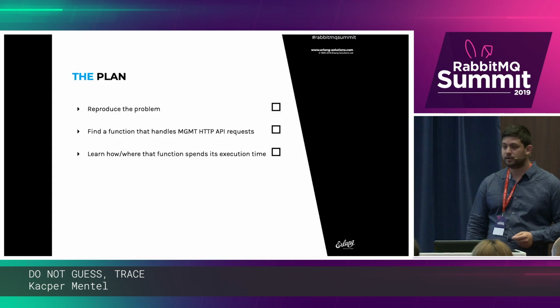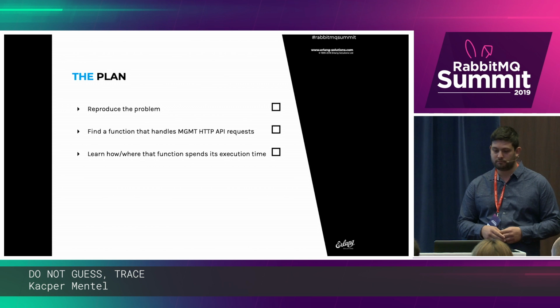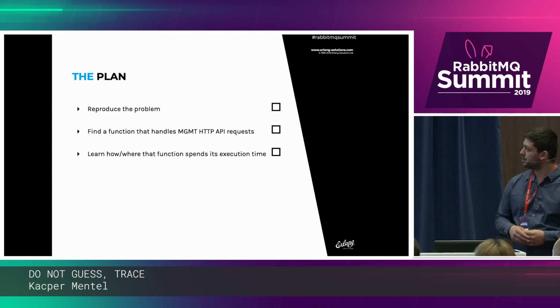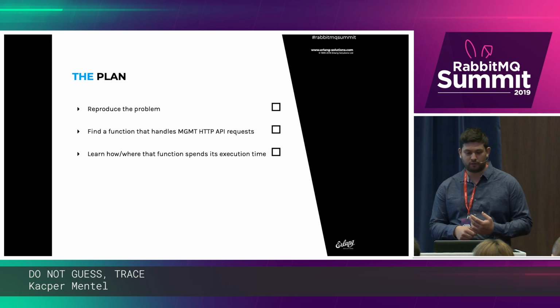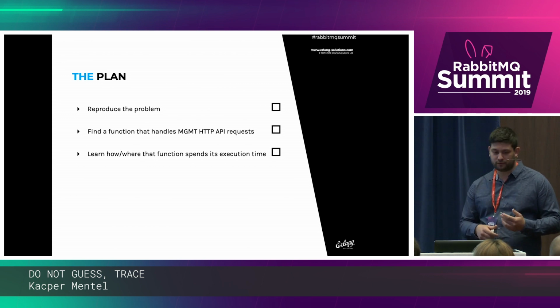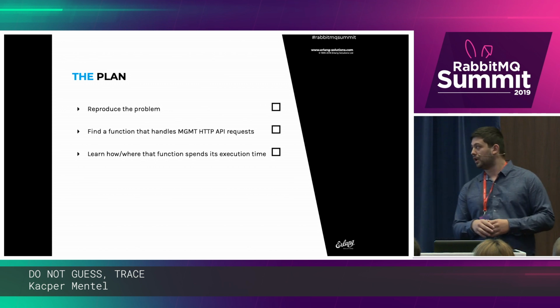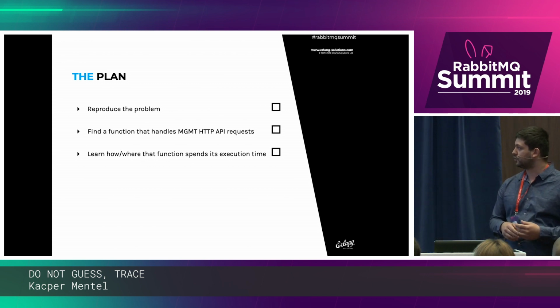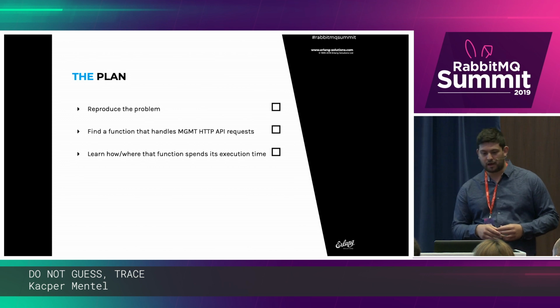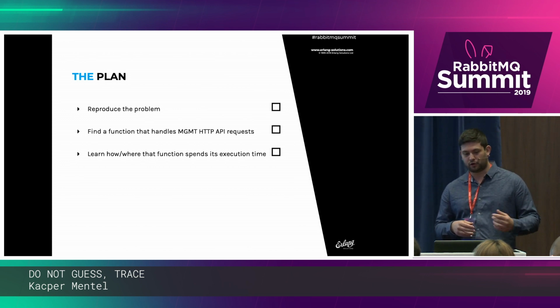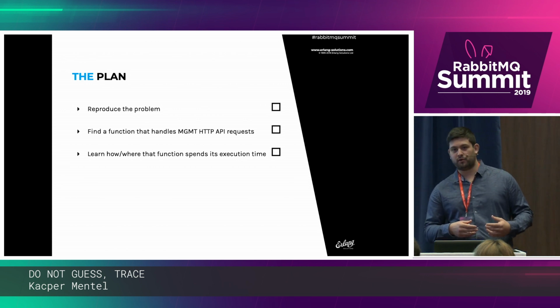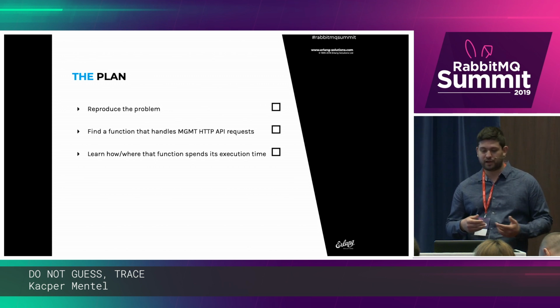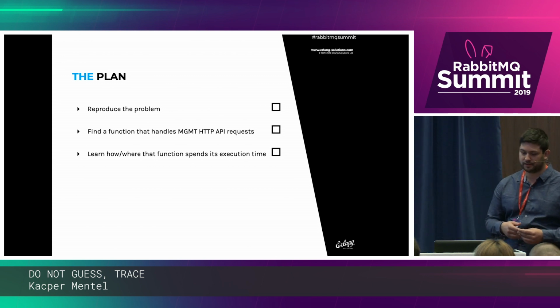So to find the root cause of the problem, our plan looked as follows. First, we wanted to reproduce the problem. Once we could do that, we could find a function, an Erlang function in the management plugin source code, that handles HTTP requests that come to this management plugin HTTP API. And once we know exactly which function is responsible for that, we could learn how and where that function spends its execution time.